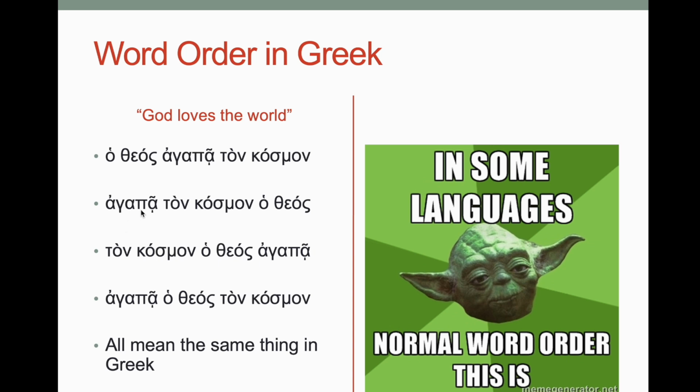You can have agapa ton kosmon theos. That still means God loves the world. Or you could have ton kosmon theos agapa. Still the same thing. Or agapa theos ton kosmon. All these sentences mean the same thing in Greek. So you need these case endings on the end of a word to distinguish their function within the sentence. That's why you need to learn case endings.